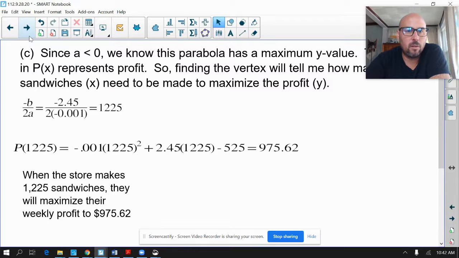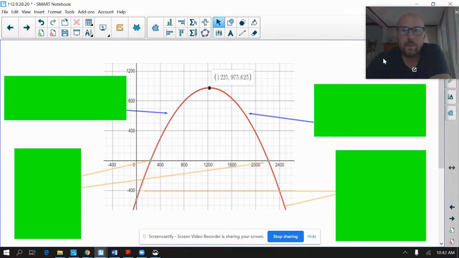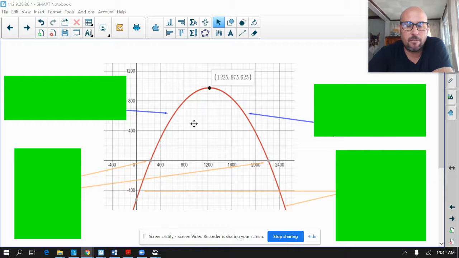That's the last example, but I want to just meditate on this graph right here. This is the profit function graphed. And notice the vertex is 1225. So that's X. That's how many sandwiches we sell in a week. And then Y is the profit in dollars, $975.62. But what do all these sections represent? It's like, what does this section represent right here?